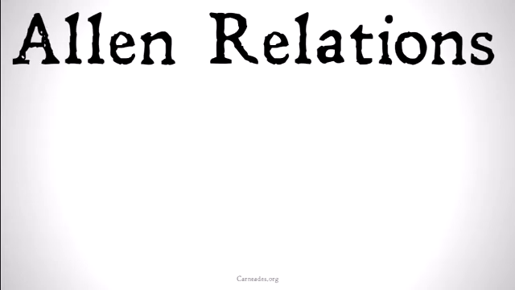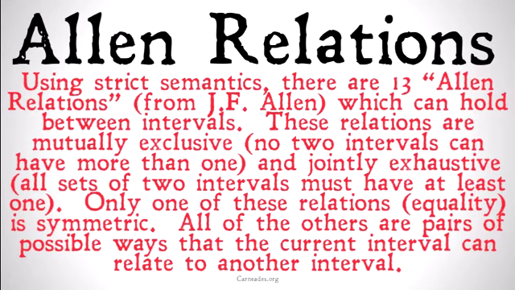Now, on to the Allen relations. So, using strict semantics, there are 13 Allen relations, from J.F. Allen, which can hold between intervals. These relations are mutually exclusive. No two intervals can have more than one. So each of these intervals cannot bear more than one of these 13 different relations to each other. And they're jointly exhaustive. All sets of two intervals must have at least one. So between those two conditions, all pairs of possible intervals have exactly one Allen relation that holds between them.